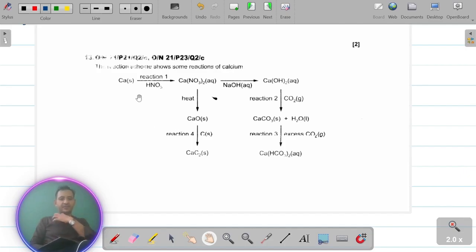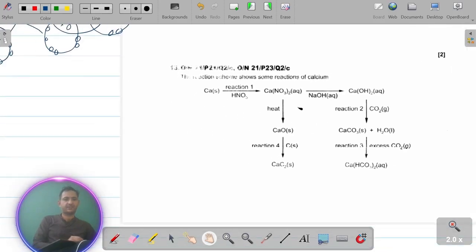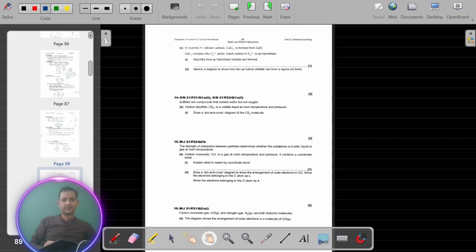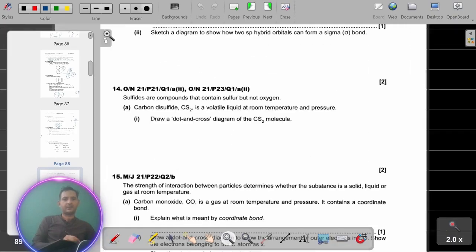So we have this reaction: calcium reacts with acid making a salt, and further heating the salt gives calcium oxide. Then calcium hydroxide is broken down and converted to carbon dioxide with reaction 2. Then we have this carbonate with water. So the question is here.